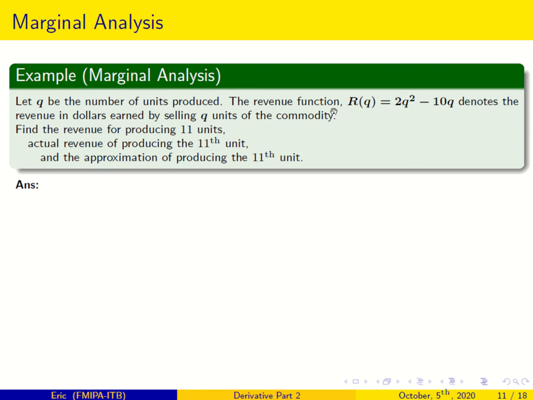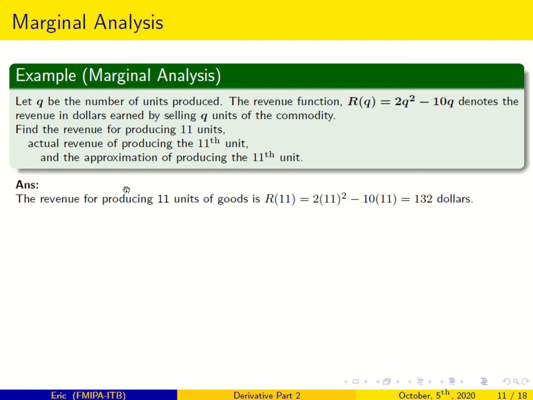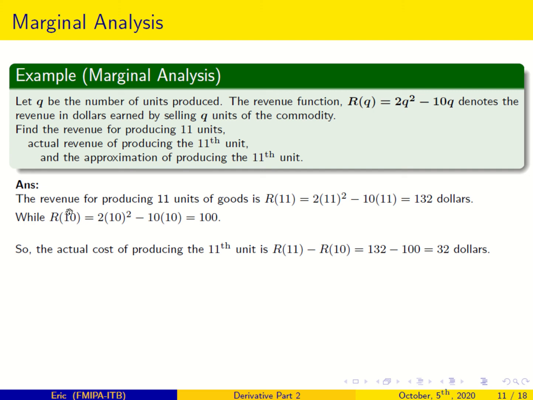Let Q be the number of units produced. The revenue is given by this, denoting the revenue in dollars earned by selling Q units, all in units of dollars. Find the actual revenue of producing the 11th unit, and the approximation of it. The revenue of producing 11 units, you can just substitute 11. So this is $132. And R(10), the revenue for producing 10 units of goods, is $100. So the actual revenue for producing the 11th unit is this, and this is $32.